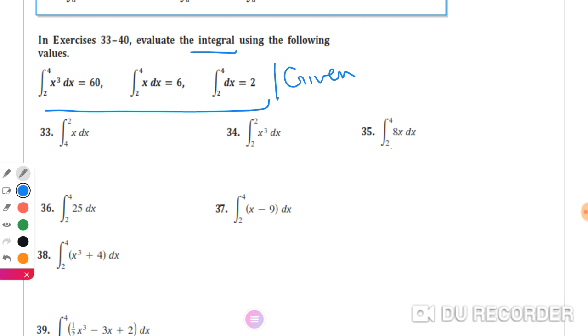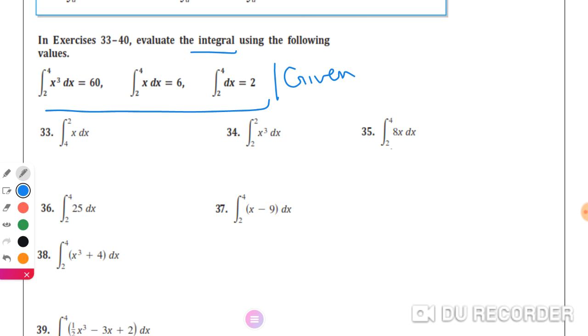Look here. I know the integration of the function x to the power 3 with respect to x, when x is from 2 to 4, is 60. And here the definite integral from 2 to 4 of the function x with respect to x will be 6, and so on. Here, I have to use the property.